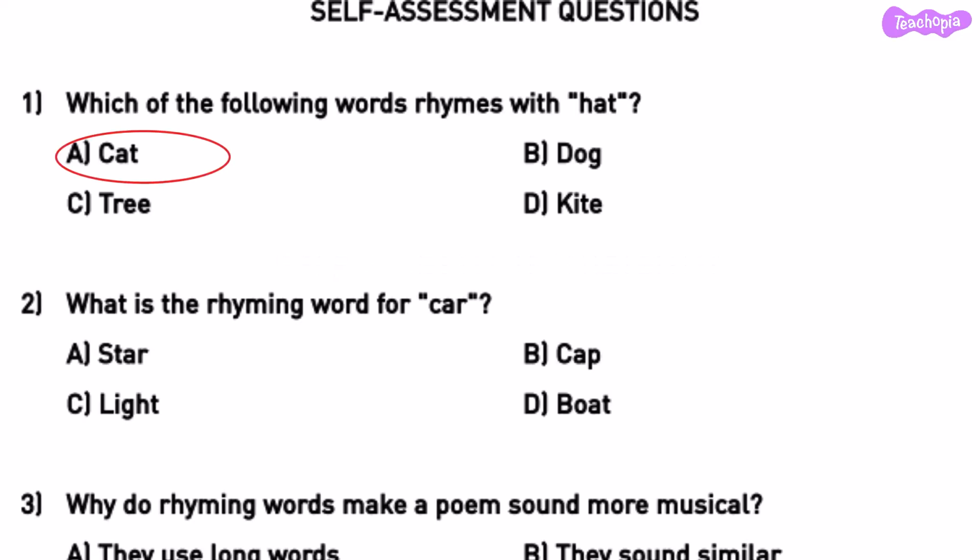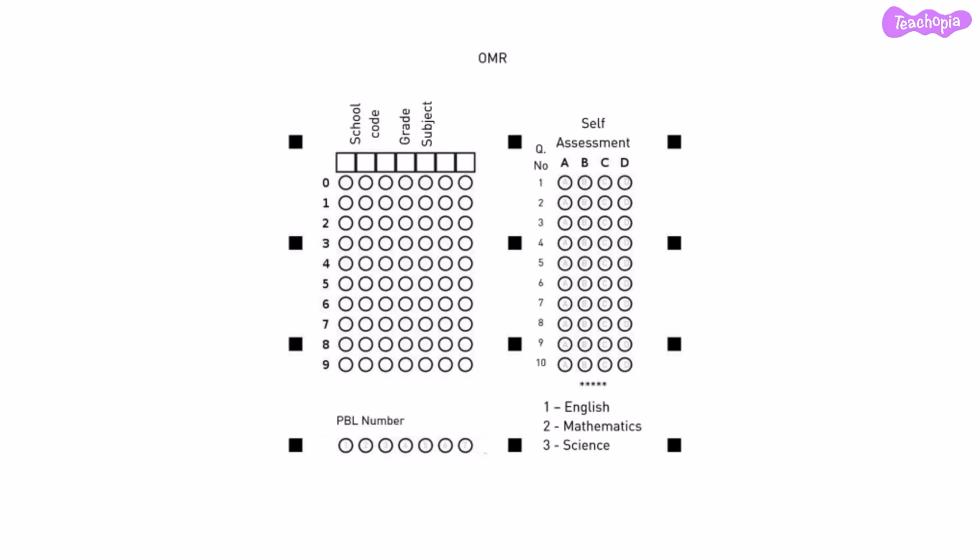Finally, we move to our self-assessment questions. Use this sheet to score the learners on how much they have understood the concept presented in this PBL. Finally, the OMR sheet given at the end of the PBL can be used to help learners practice answering questions for future exams that use the same format.